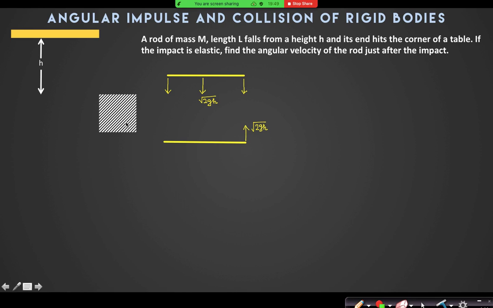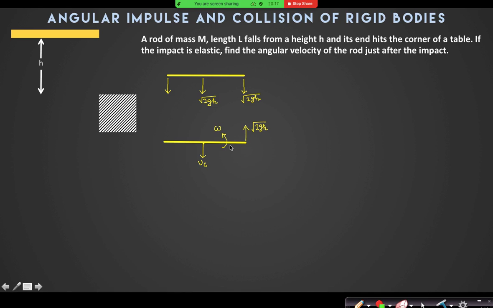You are taking the end point's velocity as root 2gh. Yes, all the points are coming with root 2gh only. It is translational motion initially. So if I say its endpoint will now move upward with root 2gh velocity, and let us assume that the center of mass is coming down with velocity vc, and there is an omega here.